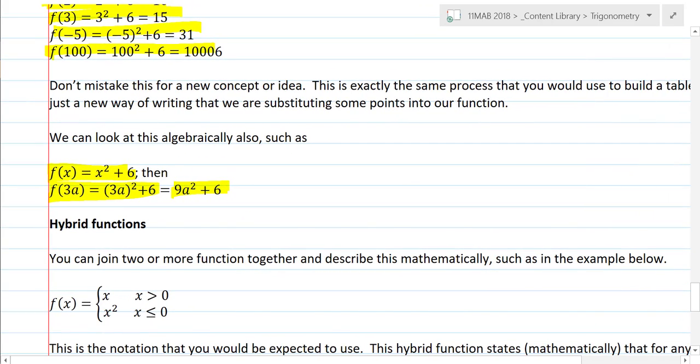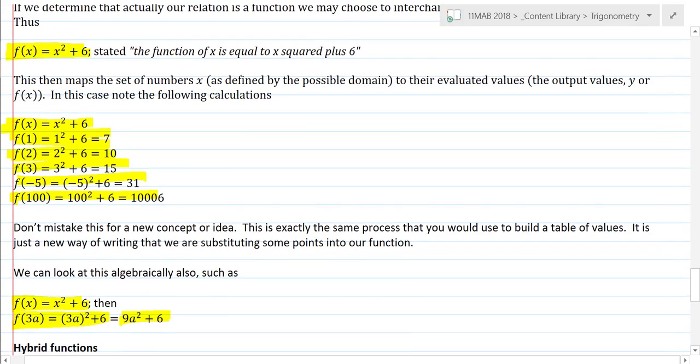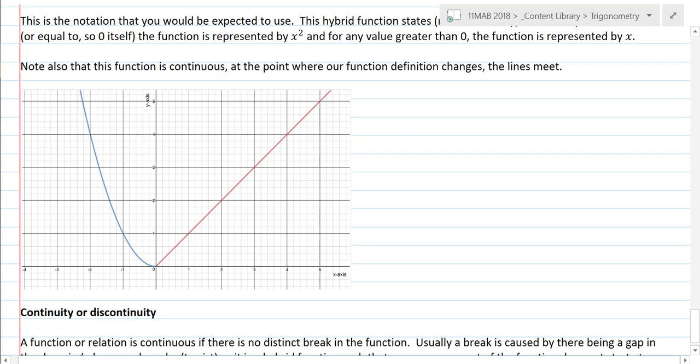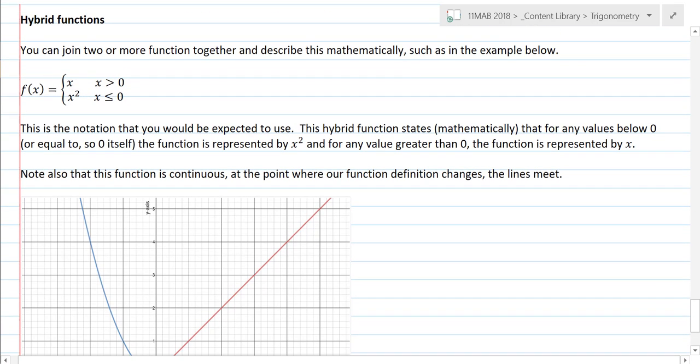And lastly, and this is something that is important for your assignment, is hybrid functions. So this is a notational thing again. It's nothing overly complex. But a hybrid function is where you join two or more functions together. So where a situation demands that after a certain point in time, the situation changes for whatever reason. And there's a lot of contexts where that happens. So I've given an example. It's a pretty dull example. But I've said that f of x is equal to x when x is greater than 0, and x squared when x is less than or equal to 0.